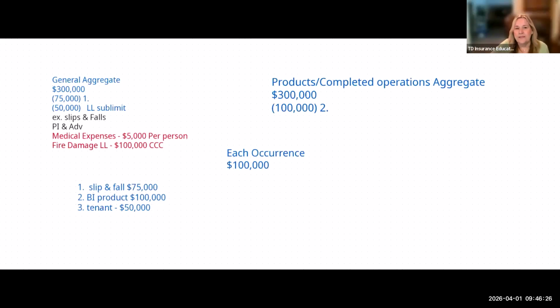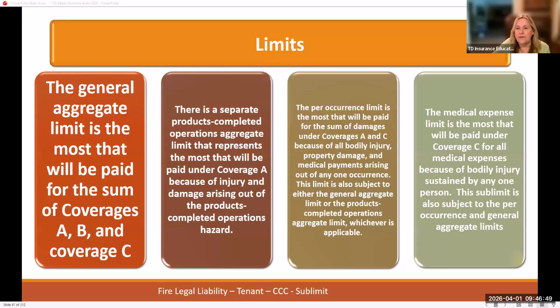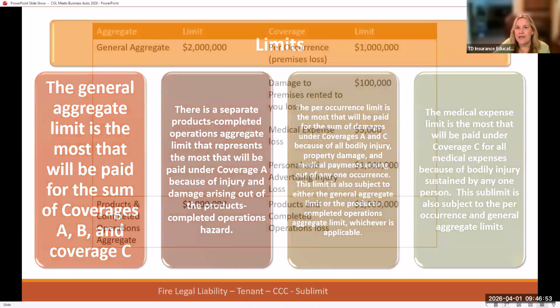So medical expenses and fire damage legal liability are things that are overlooked big time, especially this fire damage legal liability limit here. Okay, because there is a sublimit on there. So this is where your limits work, again, totally different. And it's very important to put very high limits on any type of business there. All right, so those are your limits there, and I basically described that in that slide.